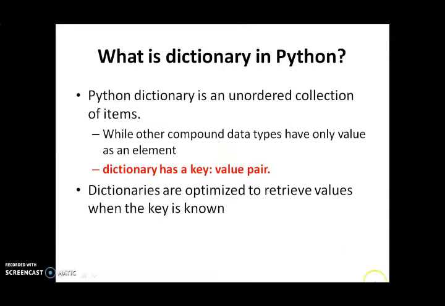First we are going to see what is a dictionary in Python. A Python dictionary is an unordered collection of items where you can have compound data types, that is you can use string, integer, tuples, list, etc. So any type of data type can be used in the dictionary and it should have a key value pair. So this is very important. We have to use a key value pair, and these dictionaries are optimized to retrieve values when the key is known. If you know the key, you can just take the value with the help of that particular key.